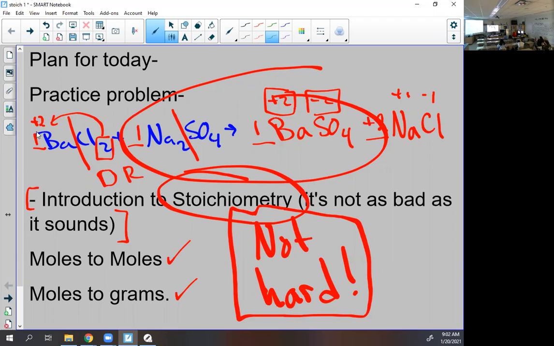Okay, I'm sorry, I ignored your feelings. So look right here. 1 mole of BaCl2 reacts with 1 mole of Na2SO4 to form 1 mole BaSO4 and 2 moles of NaCl. These numbers all along have been our moles.